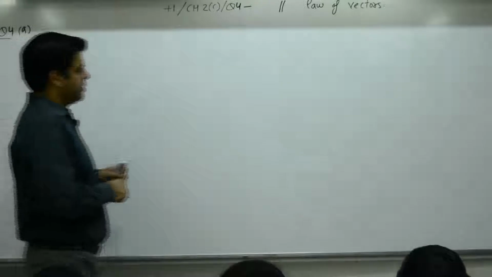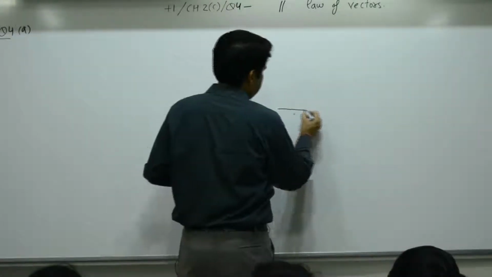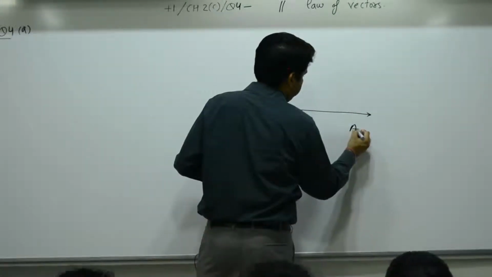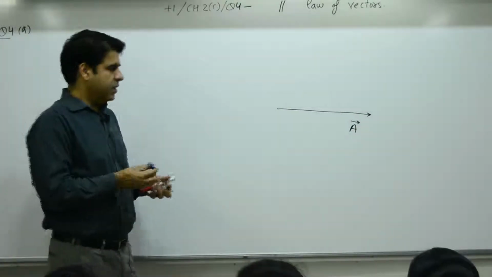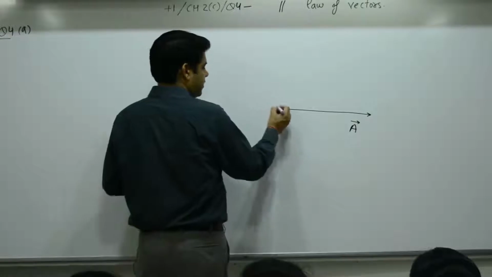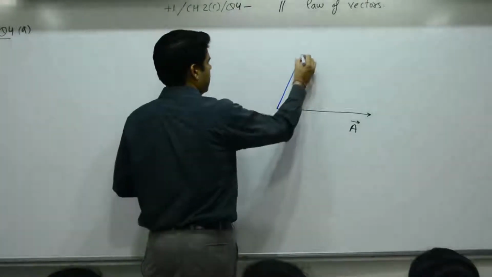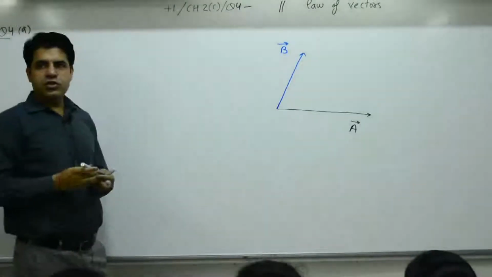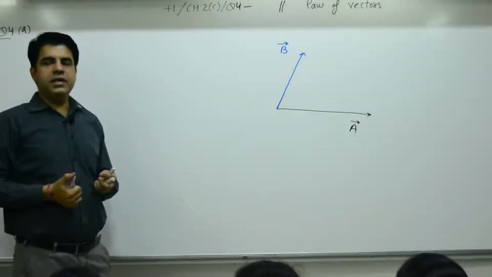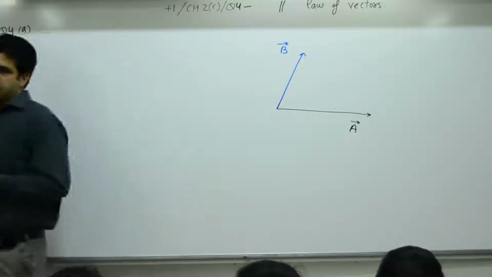one vector A. How to draw another vector? B. Another side starting from the same point. So there are two vectors A and B drawn from the same point.